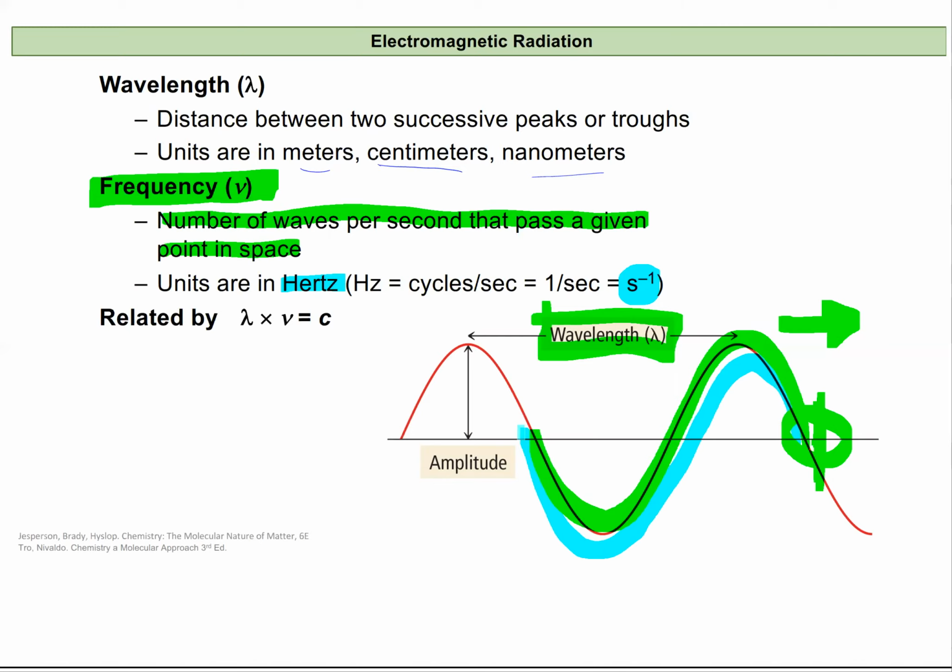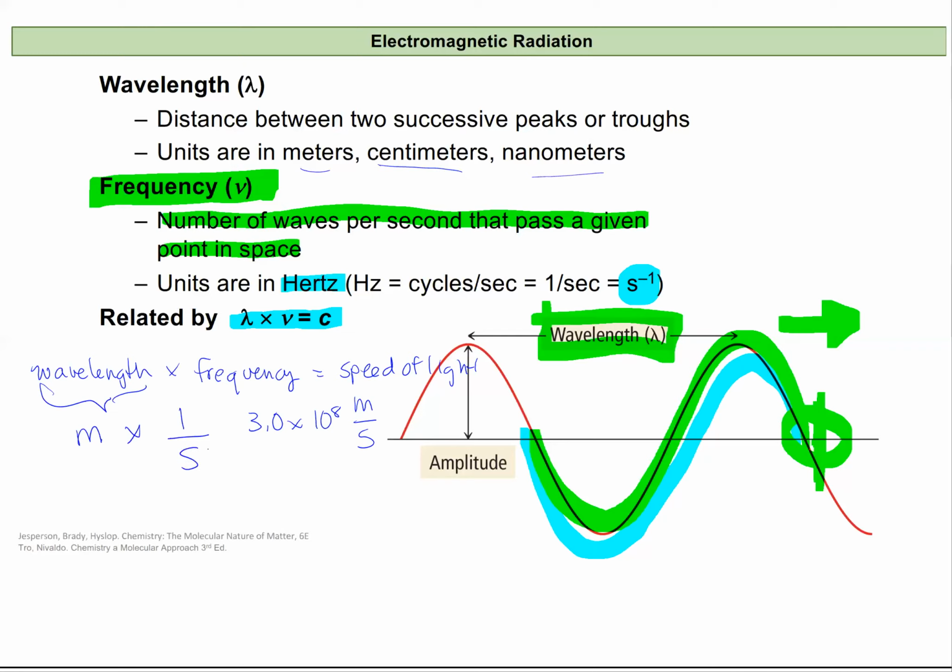We can relate frequency and wavelength to one another with the equation wavelength times frequency equals the speed of light. And remember that speed of light was 3.0 times 10 to the 8th meters per second. So I could think of my wavelength component of this equation being in units of meters, because this is a measure of distance, and frequency, if it's in hertz, is 1 over seconds. And that's how we get those units of meters per second.